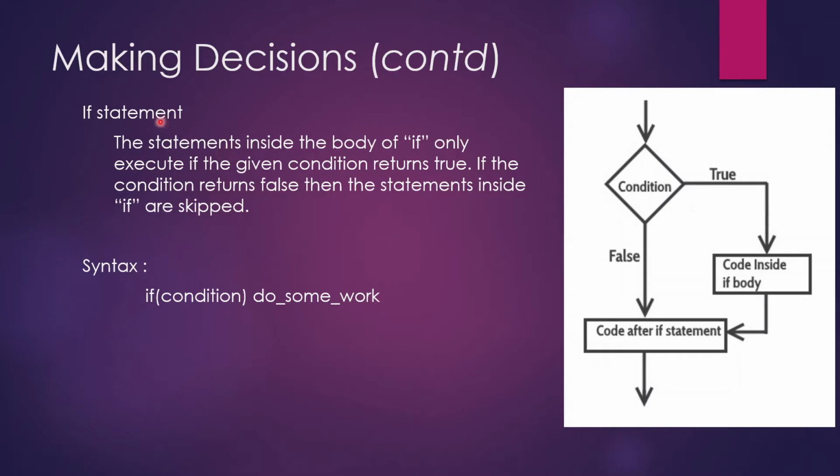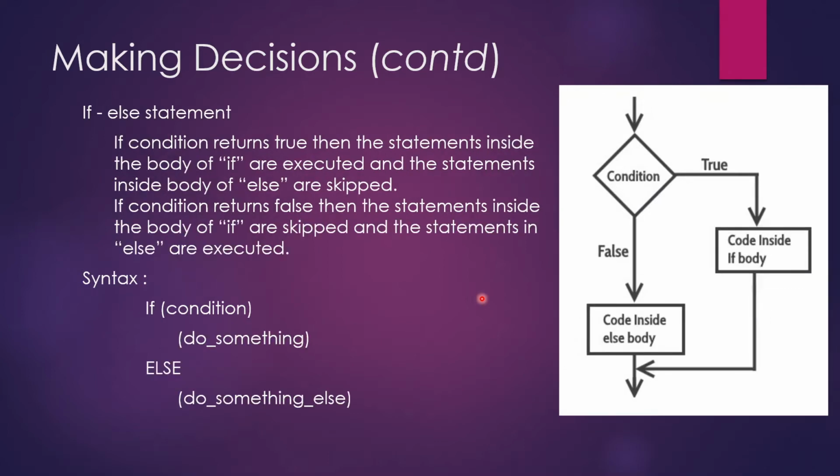Now let's read about the definition. The statements inside the body of if only execute if the given condition returns true. If the condition returns false, then the statements inside the if are skipped. And that's what we understood from this diagram. If you're talking about the syntax, we'll have the if condition, and in that we'll write the condition, and after that we'll do some kind of work. So if that gets fulfilled, the code inside the body gets executed, otherwise it moves to the other code. So that's how we write an if statement.